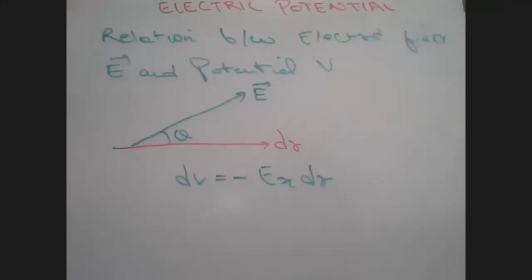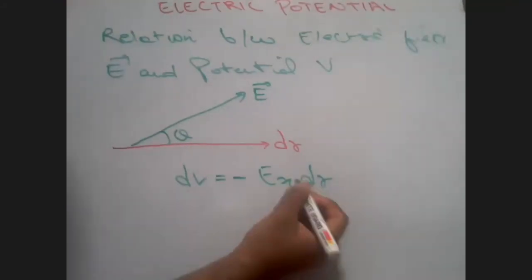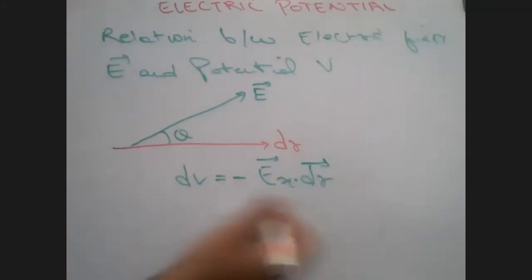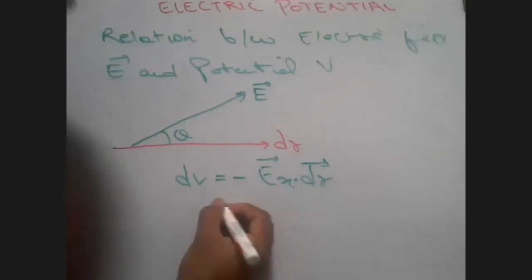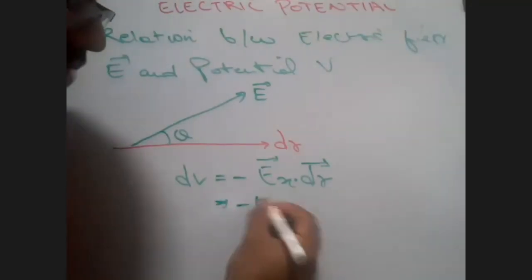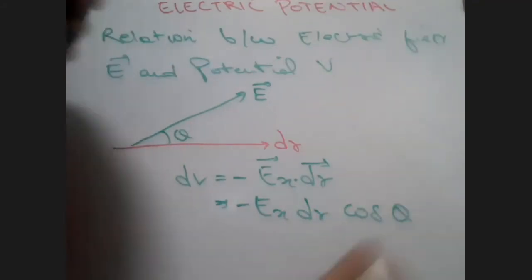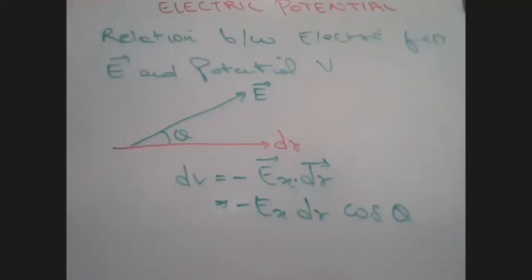Now, of course this is a vector product and this is a vector product, so if I open up the dot product, what is it going to be? It is going to be minus E dr cos theta. Am I right? Did you all understand this? Yes, sir. So now what is E cos theta equal to?